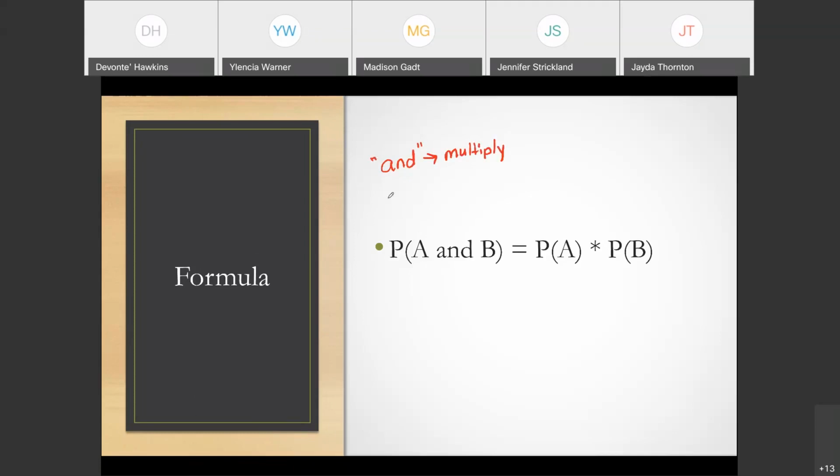And then if you have the word "or," like we saw in the last section, that is indicating that there should be some addition. Okay, and so that'll help a little bit as we start mixing these problems up. If you can remember, hey, when it's an "and," I'm supposed to multiply. When it's an "or," I'm supposed to add.